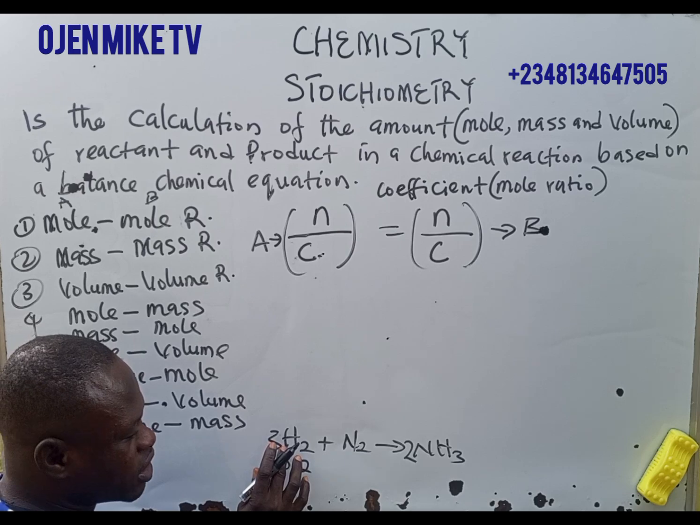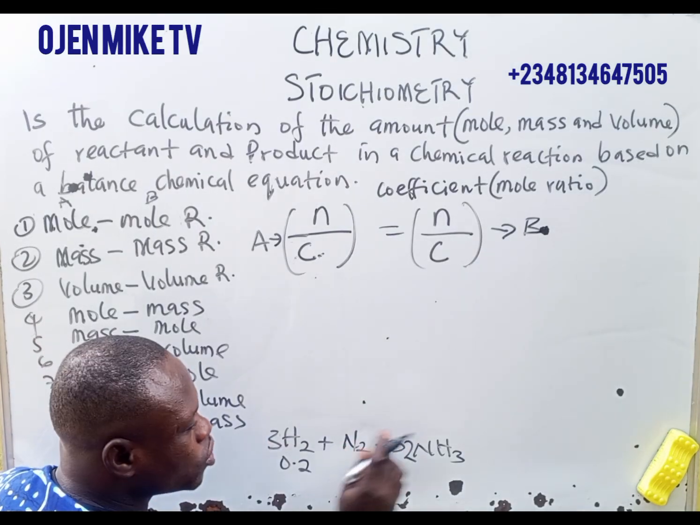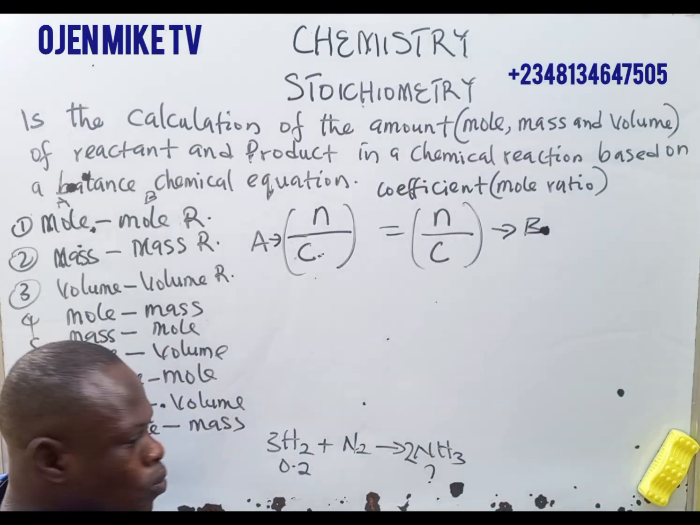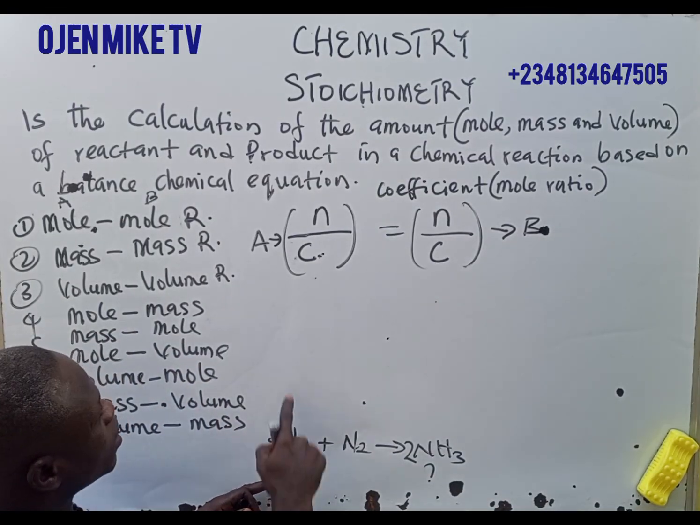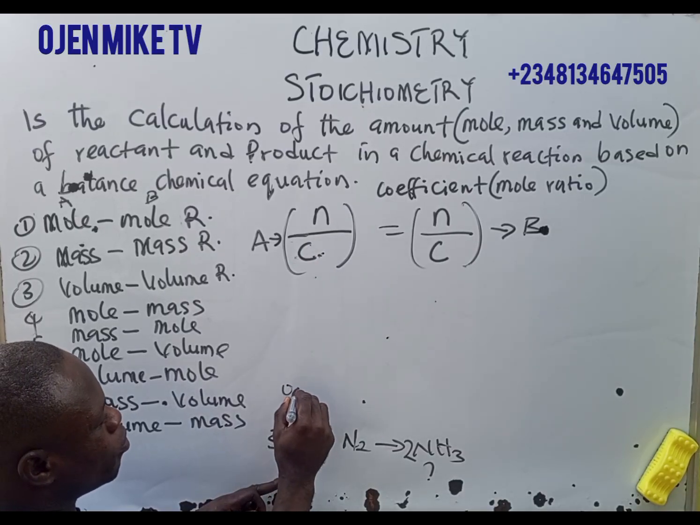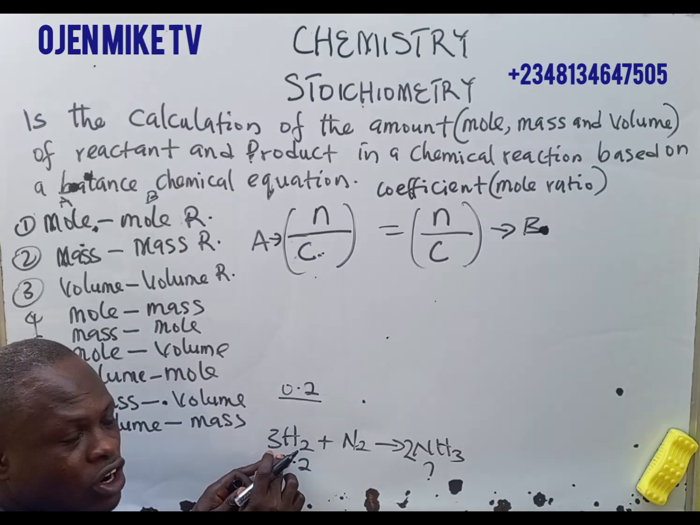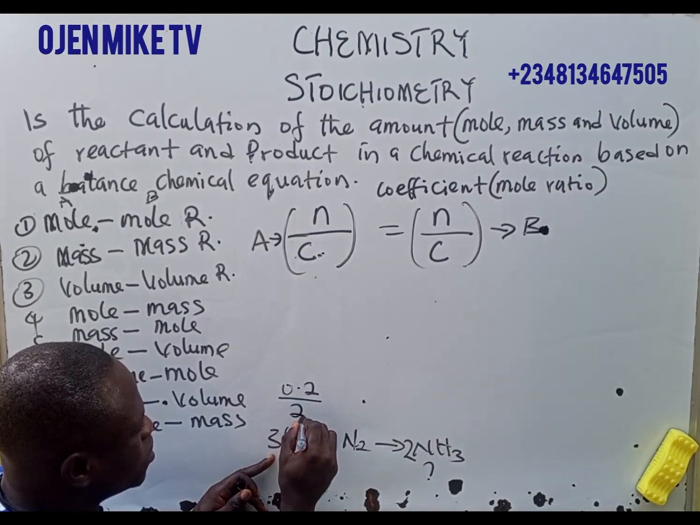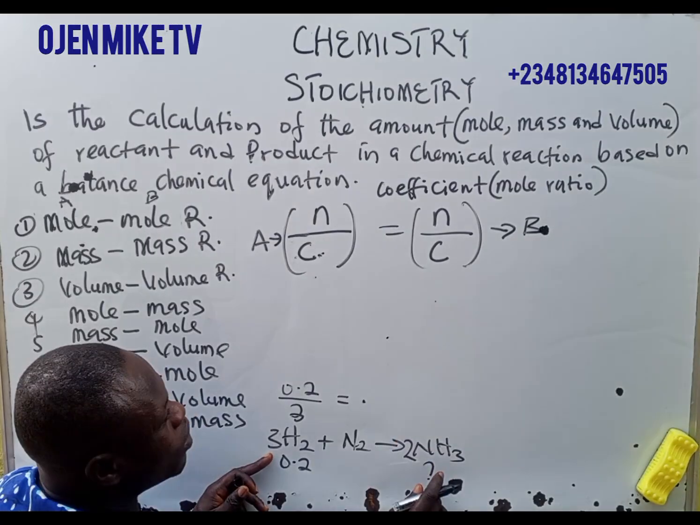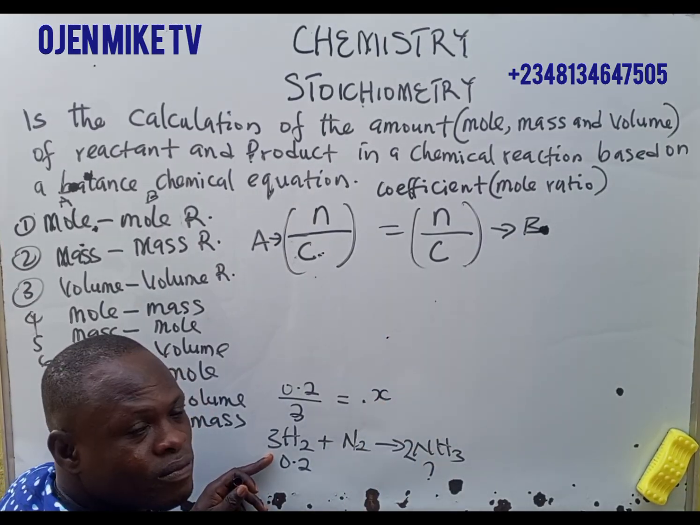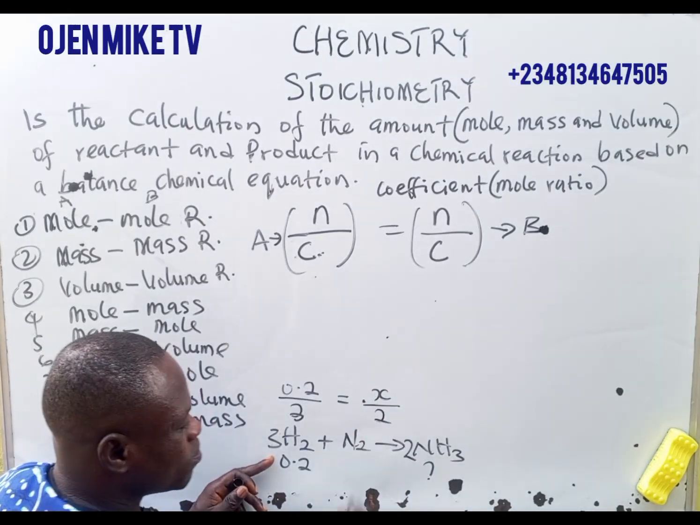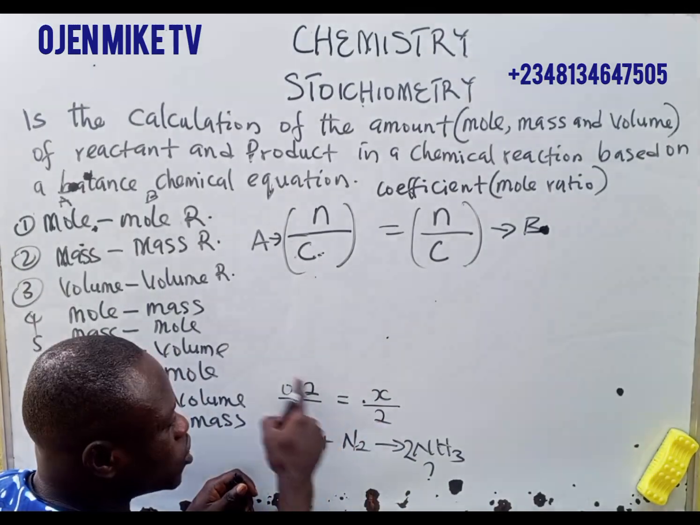For instance, in this question you are given 0.2 moles of hydrogen gas reacting with nitrogen to give how many moles of ammonia. What you are going to do is take these two. This one is what you are given, so you say 0.2 divided by the coefficient of this one, which is 3, equals what you are asked to find. So you put x divided by the coefficient here, which is 2. Are you following? Just cross multiply.